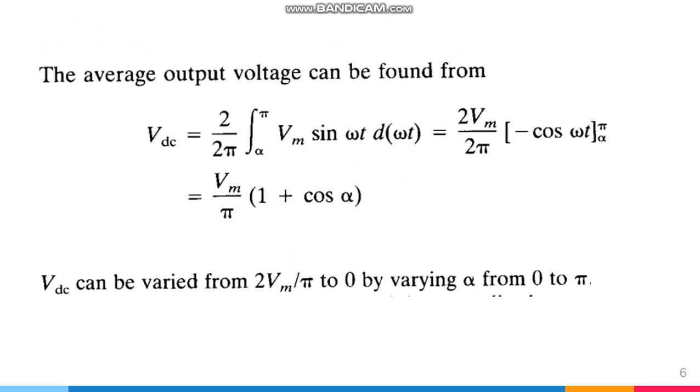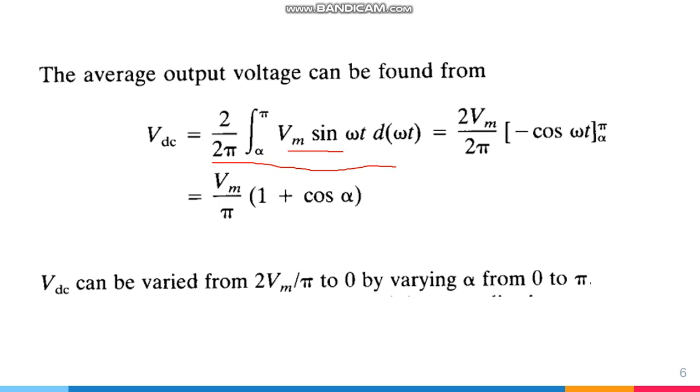The average output value can be found from this formula. VDC is equal to 2 over 2 pi, integral from alpha to pi of Vm sine of omega t d omega t. This multiplied by 2 is due to the even wave symmetry, divided by its complete time period, and we know that it was conducting from alpha to pi.